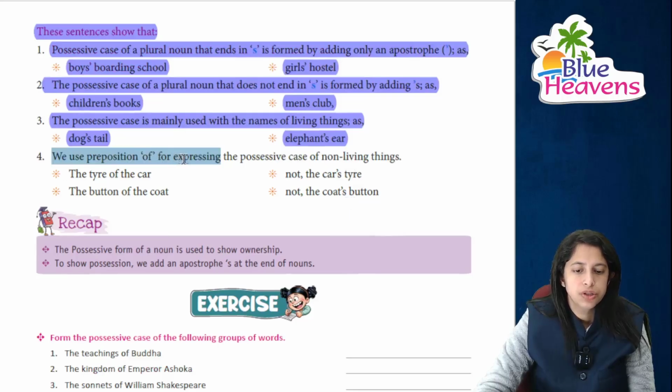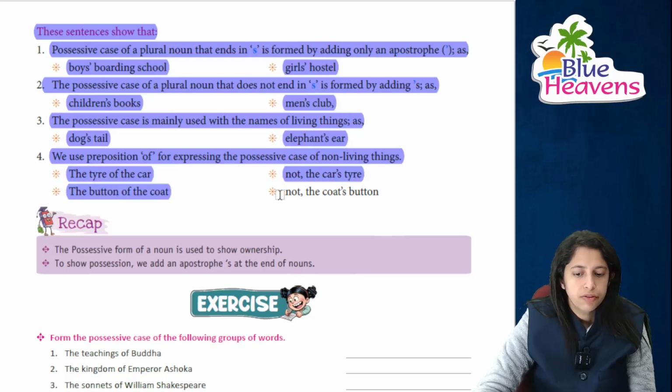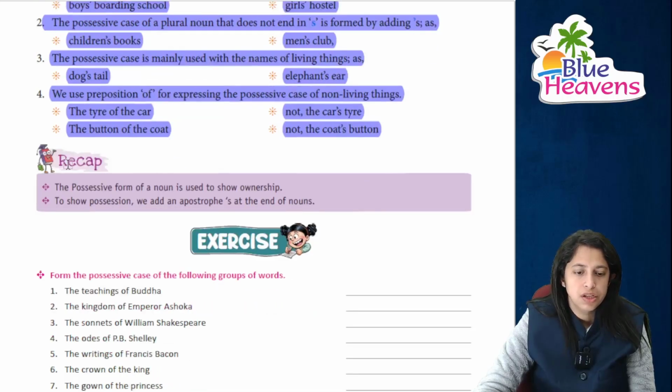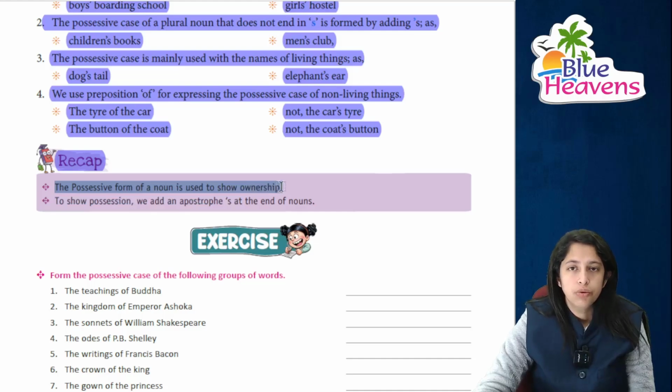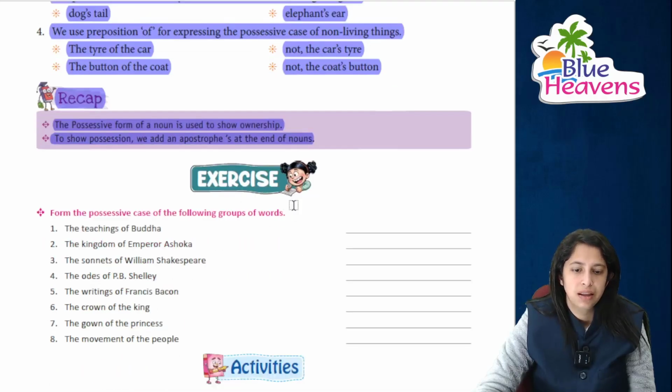We use the preposition of for expressing the possessive case of non-living things. Just say the tire of the car, not the car's tires, right? The button of the coat, not the coat's button. There is a short recap: the possessive form of a noun is used to show ownership and of course belongingness. To show the possession, we use apostrophe s at the end.